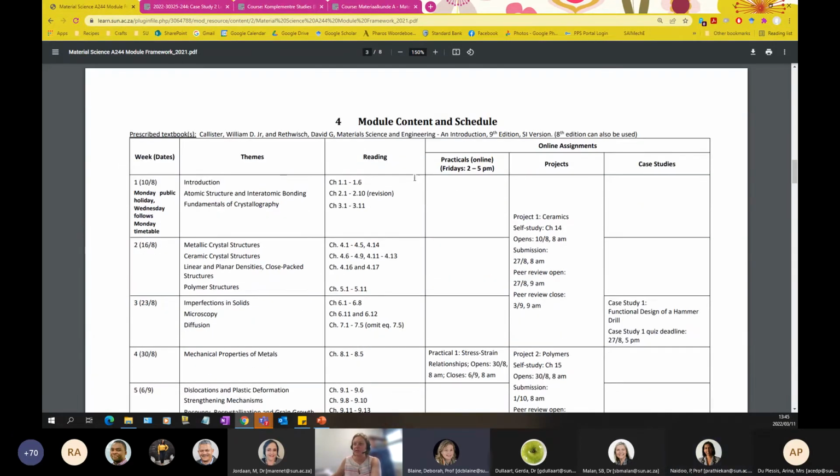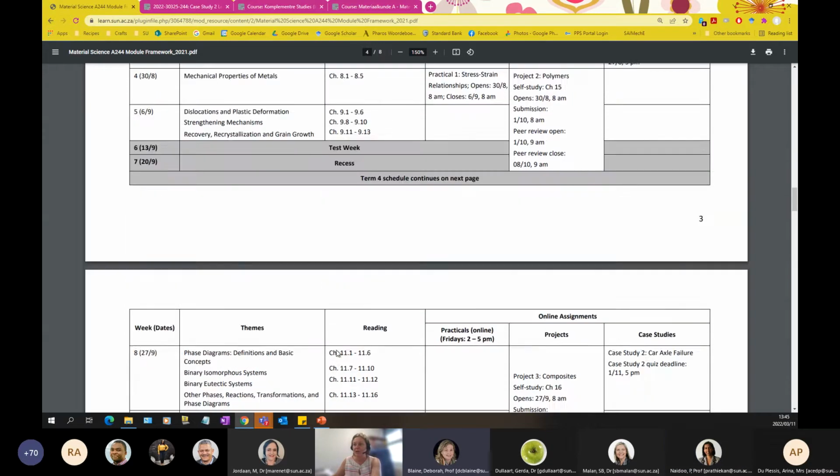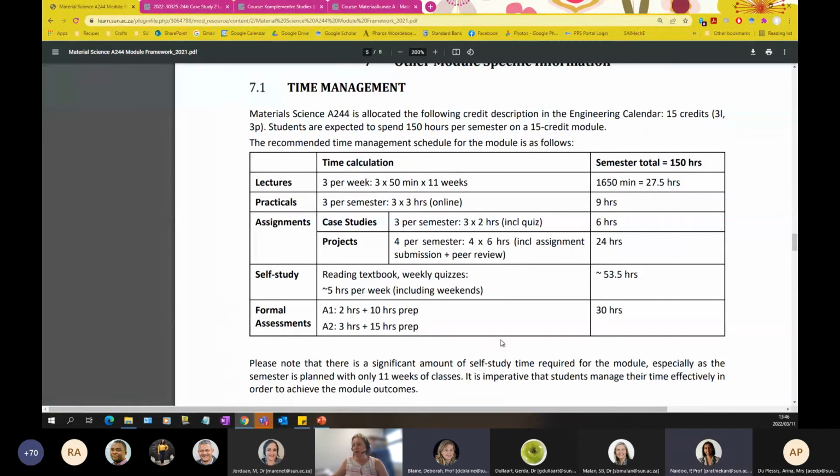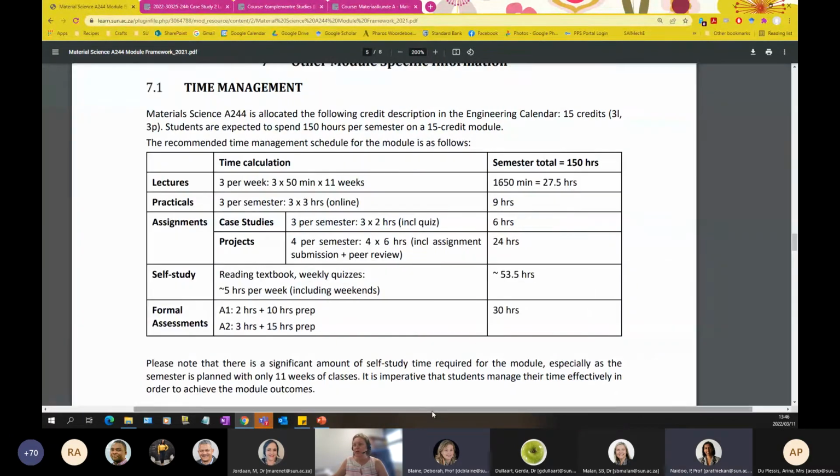So here's the theme, what the reading assignment is, what the practicals are, what the projects are, and what the case studies are week by week. But then what I also do is I give them a time budget. This is also helping them to learn the professional skill of creating a time budget for a project. What do I need to do, and how much time do I need to afford to each activity?